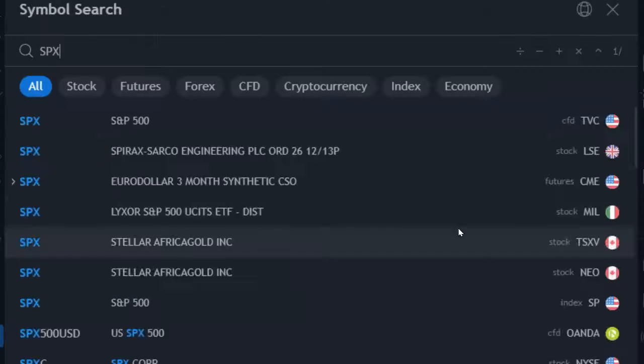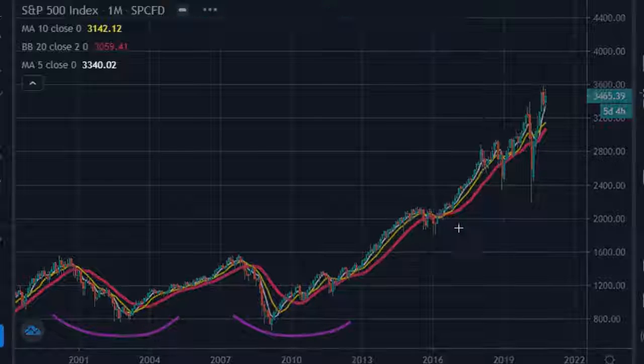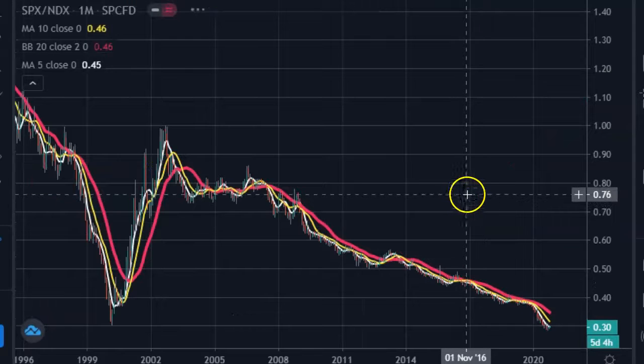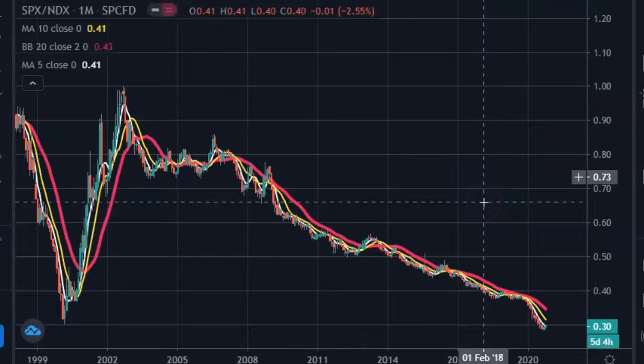Let me look at the S&P NDX. Yeah, look how cheap the S&P is when you compare it to the Nasdaq. That's how crazy expensive the Nasdaq is.